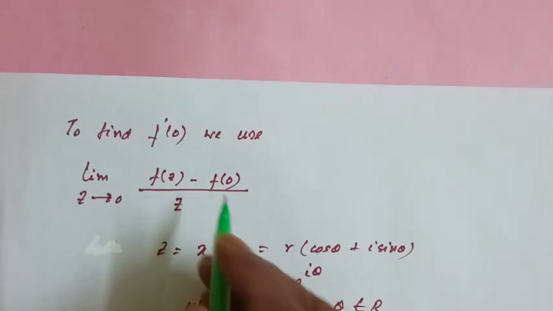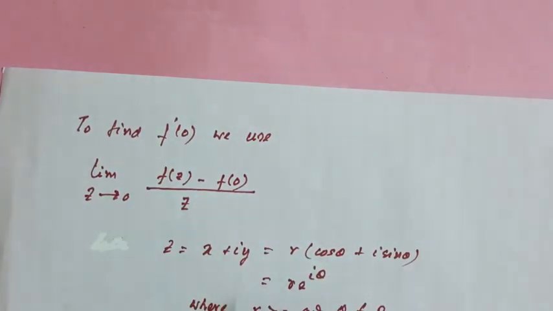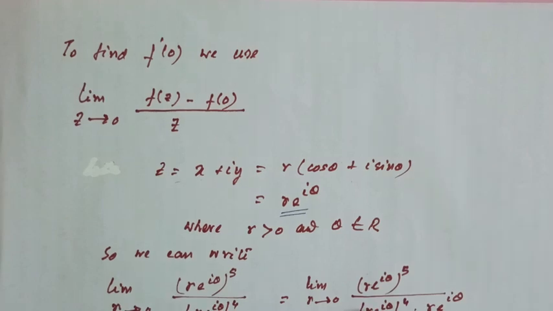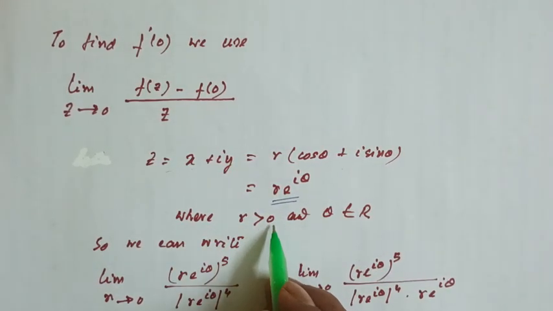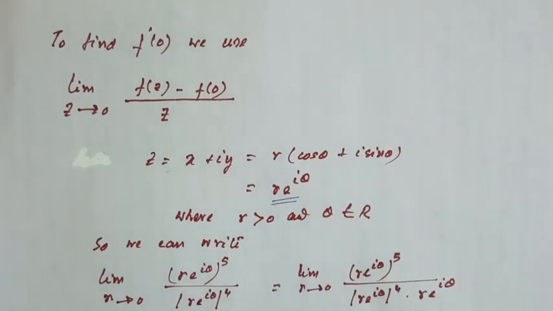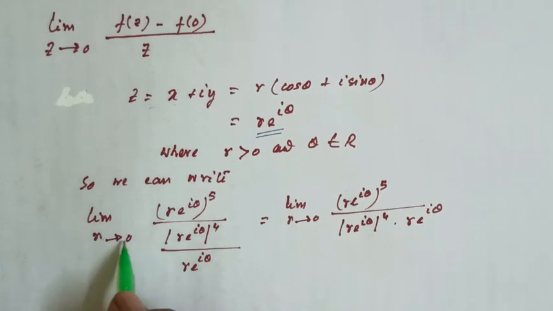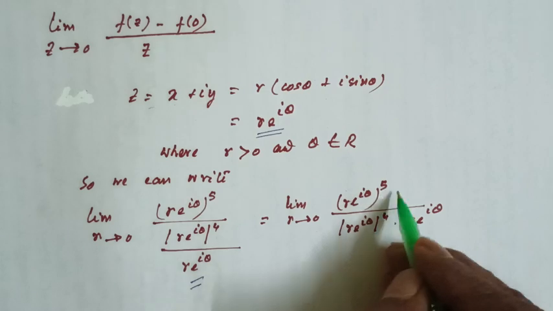Derivative of the function at 0. So the formula here is, to find f dash 0, we use the limit formula once again. We all know z is equal to x plus iy. We can write in the polar form, and using Euler's formula, we can write the expression like this. Hope you understand this part. Now, r has to be considered greater than 0, so that we don't get a 0 in the denominator, and theta belongs to the set of real values. So we can write limit r goes to 0, this quantity over this quantity.